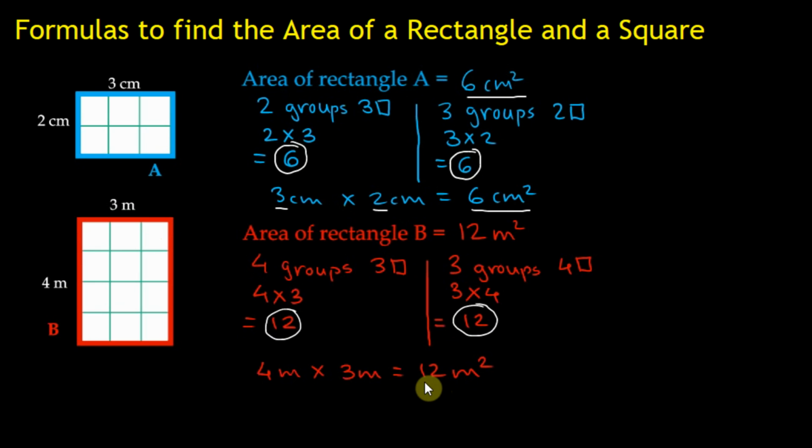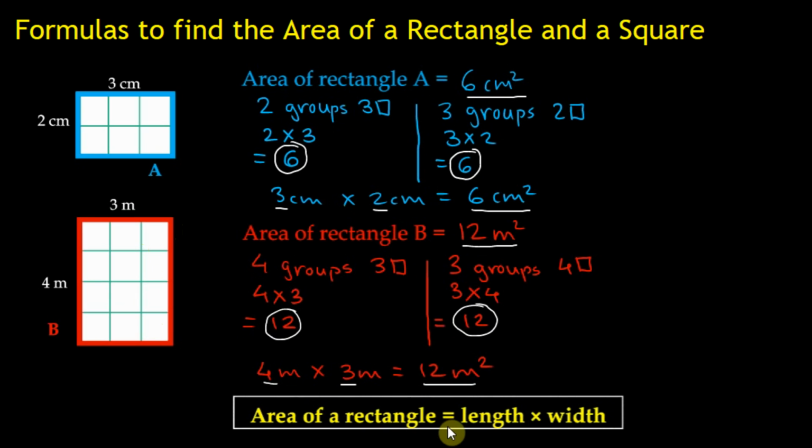So again we got the same answer, 12 meters square, by counting the grid squares inside rectangle B and by multiplying its length and width. Hence we can say if we multiply the length and width of a rectangle, we will get its area. Therefore we can conclude that the area of a rectangle is length times width.